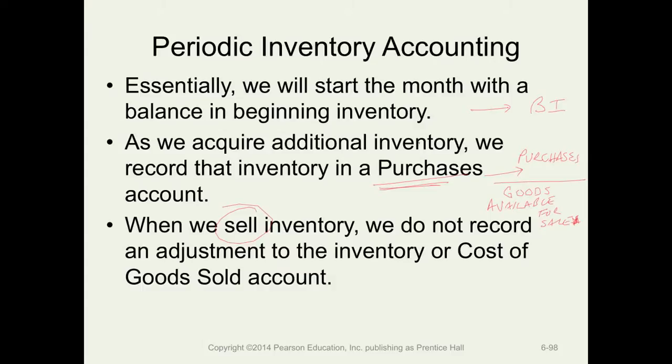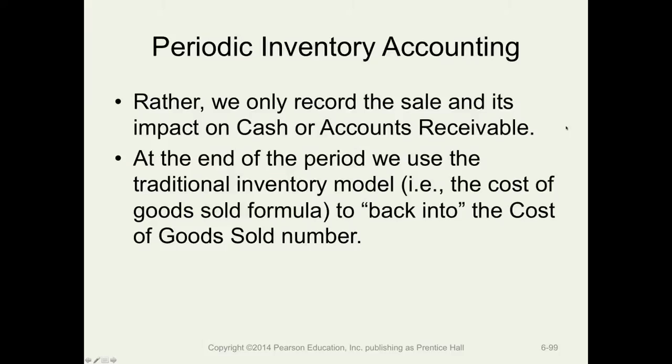What I want to emphasize, of course, is that purchases would be net purchases, net of purchase returns and allowances, and of course, purchase discounts. Now, when we look at the sale, we only record cash and receivables and credit sales. So we debit cash and receivables and credit sales. We don't affect inventory for the sale.